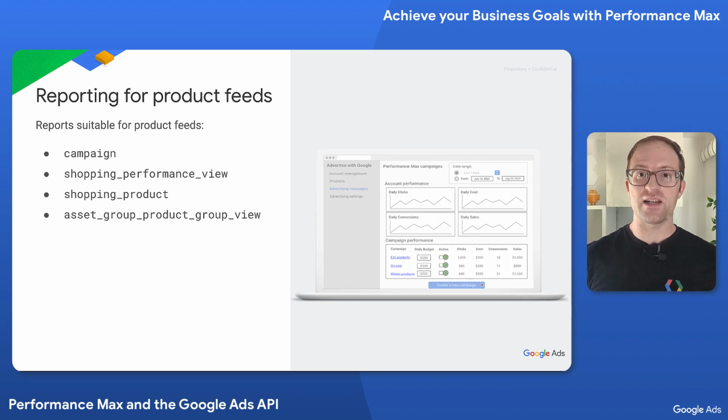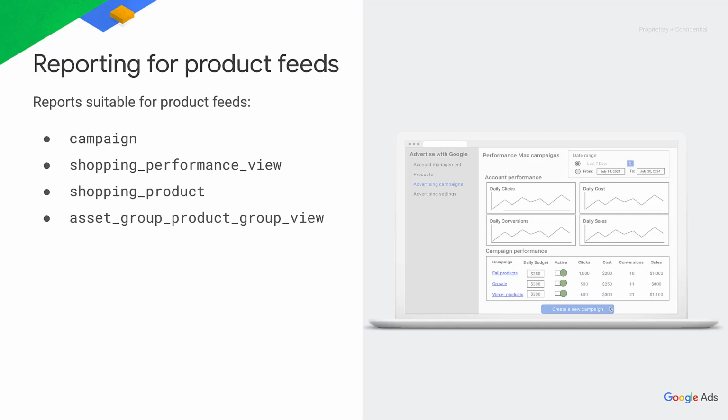Finally, I'll briefly mention a list of reports that are specifically compatible with Performance Max for retail. Shopping Performance View for getting historical metrics for products sold via shopping channels. Shopping Product Report for getting the status and recent metrics for products available to advertise on the Google Ads account. Asset Group Product Group View for getting metrics associated with the listing groups included or excluded from the asset group. In the reporting session of this workshop, we'll cover GAQL queries for these reports.